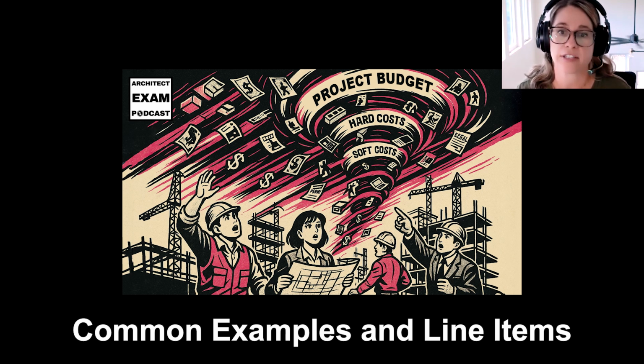Many clients don't realize how substantial these soft costs can be. They focus just on the construction contract, which is the hard cost, and sometimes get blindsided by the cumulative impact of these invisible soft cost expenses.